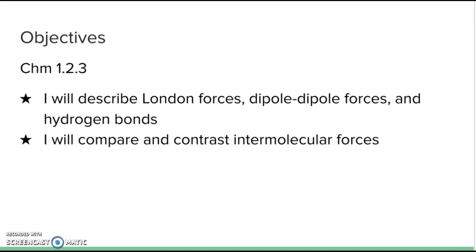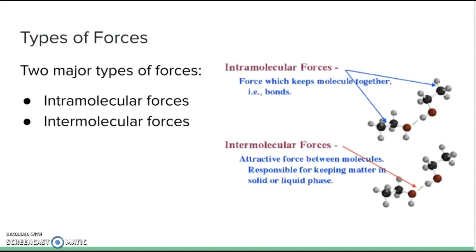So, we have two objectives for today, and I'm going to explain why they're super duper important in a moment. Your objectives are that you are going to describe London forces, dipole forces, and hydrogen bonds, and then you're going to be able to compare and contrast intermolecular forces. A lot of words that you don't know yet, but you will by the end of today. Aren't you so lucky?